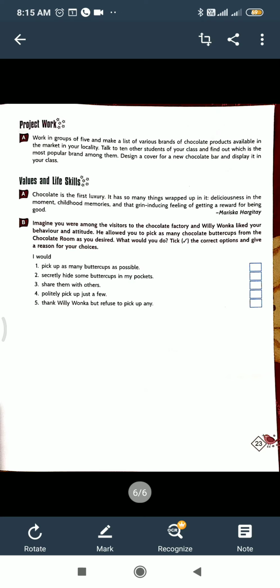So what would you do? Which one would you do? Tick it first. Pick up as many buttercups as possible. Secretly hide some buttercups in my pocket. Share them with others. Politely pick up just a few and thank Willy Wonka, but refuse to pick more. Which one you will do, you have to tick it. This one you have to complete. Today, you have to complete it. Then tomorrow, the next chapter, A Tiger in the House, we will start. Okay? Thank you for today.